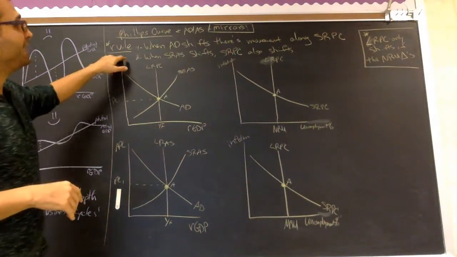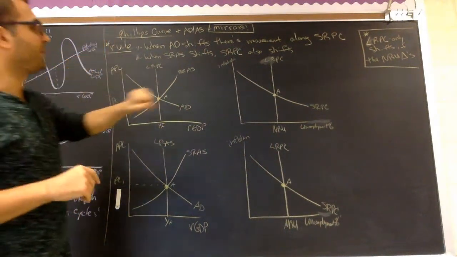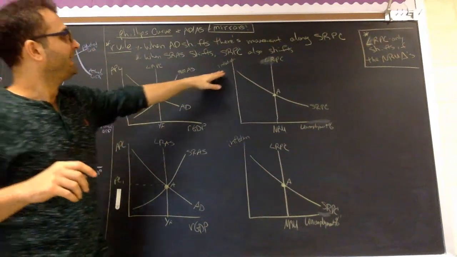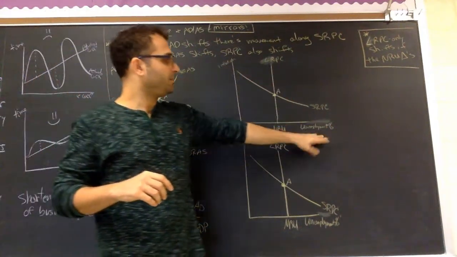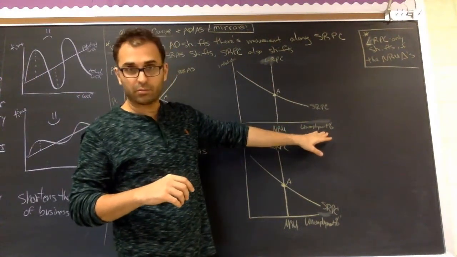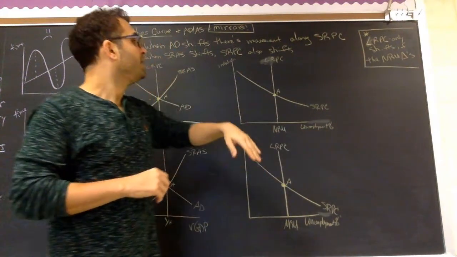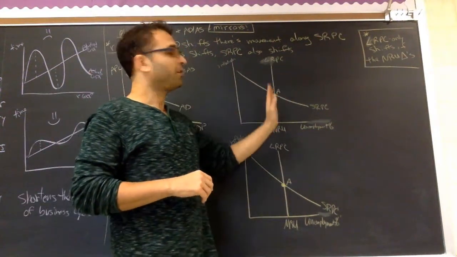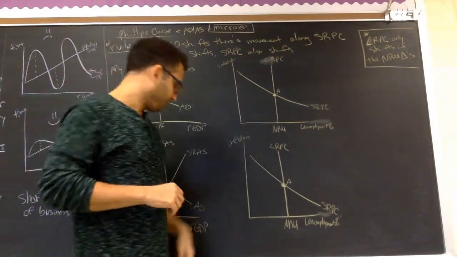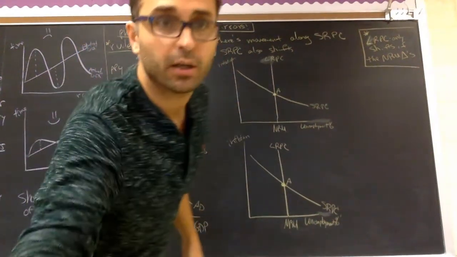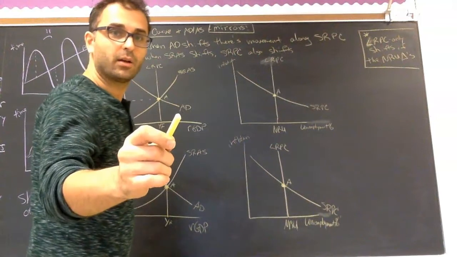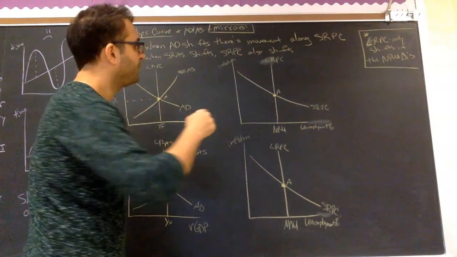So the rule is, well, let's look at the graph first. So what's the Phillips curve? It's inflation on the y-axis, unemployment rate on the x-axis. You have a short-run Phillips curve and a long-run Phillips curve, and then an equilibrium. So let me get my chalk. All right, so you have an equilibrium here, equilibrium here.